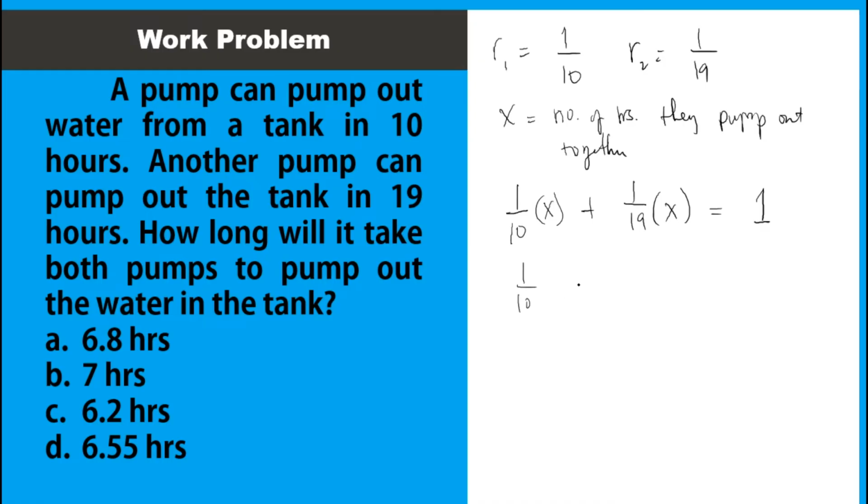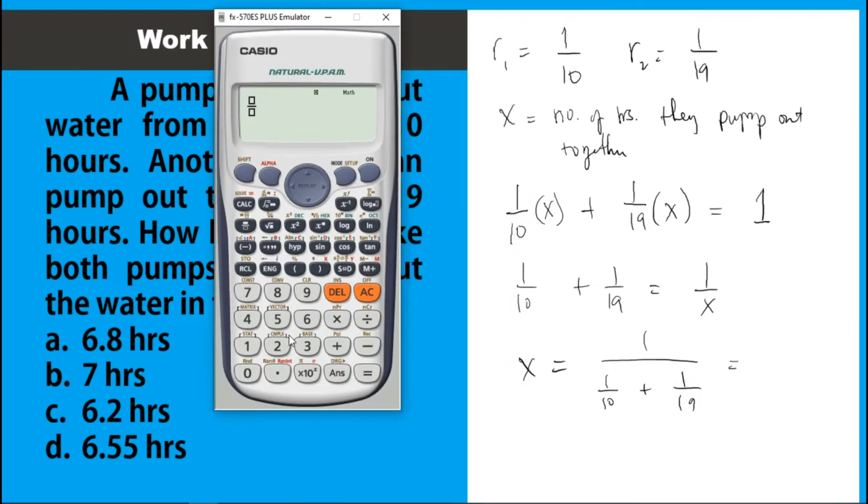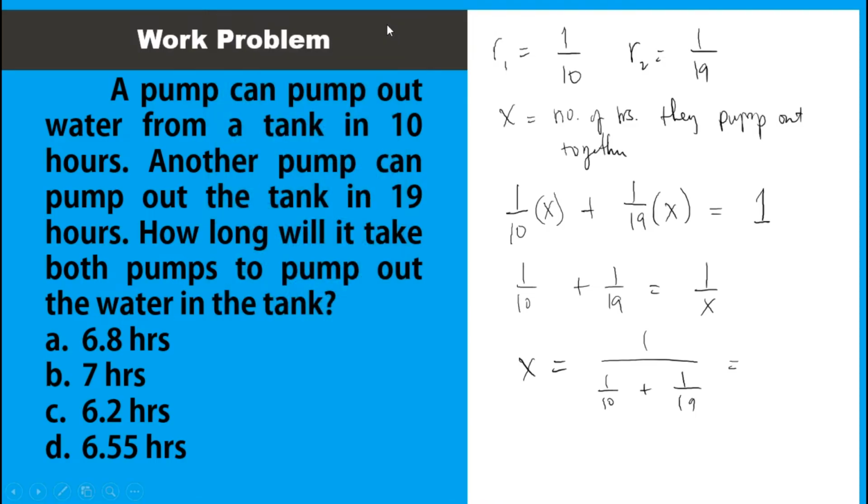So we have 1/10 plus 1/19 equals 1/x. So we can simplify this and solve for x, which equals 1 over the quantity 1/10 plus 1/19. So that is equal to 6.55 hours.